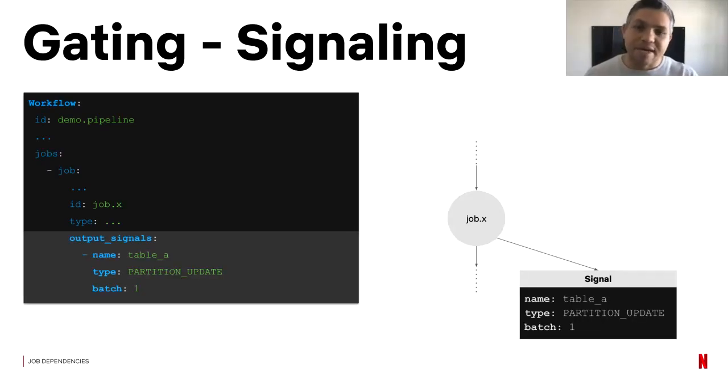In the same way, we have output signals. Jobs can emit signals that can be consumed downstream either to trigger a workflow or to release a job that is waiting for a signal. And this is a very nice way to orchestrate jobs and workflows in a distributed manner.